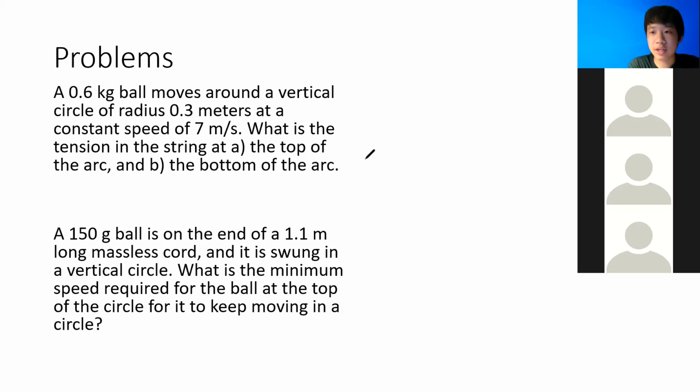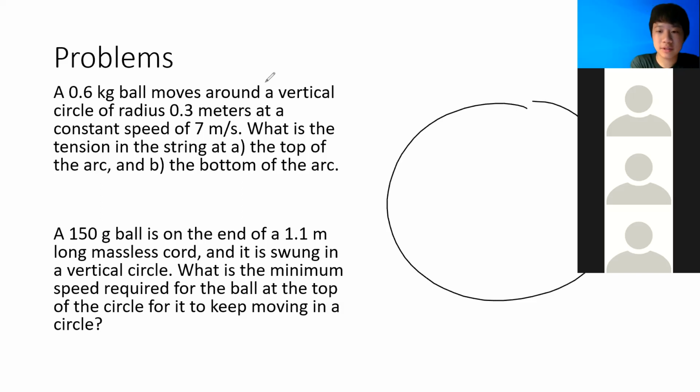So let's first draw out this diagram here. Let's have the circle. That's a pretty nice circle there. And it's going at some kind of speed, 7 meters a second. The radius is 0.3. The ball is 0.6 kilograms. So what's the tension in the string at the top of the arc and the bottom?